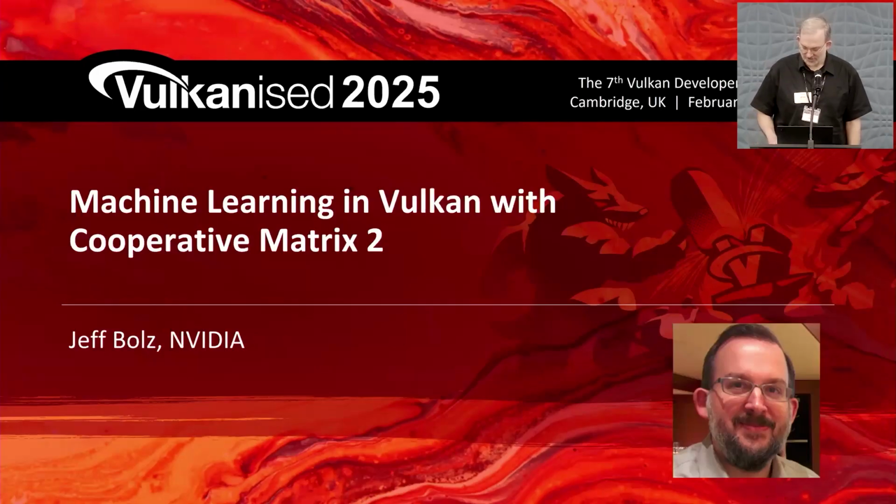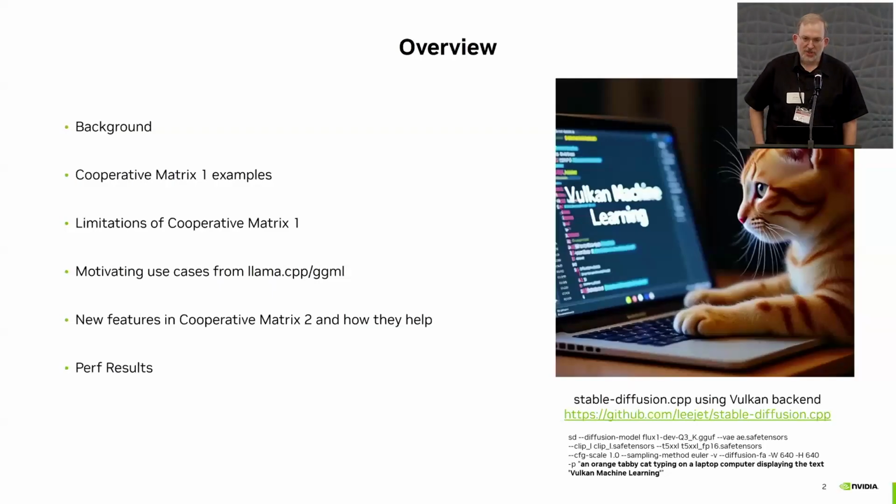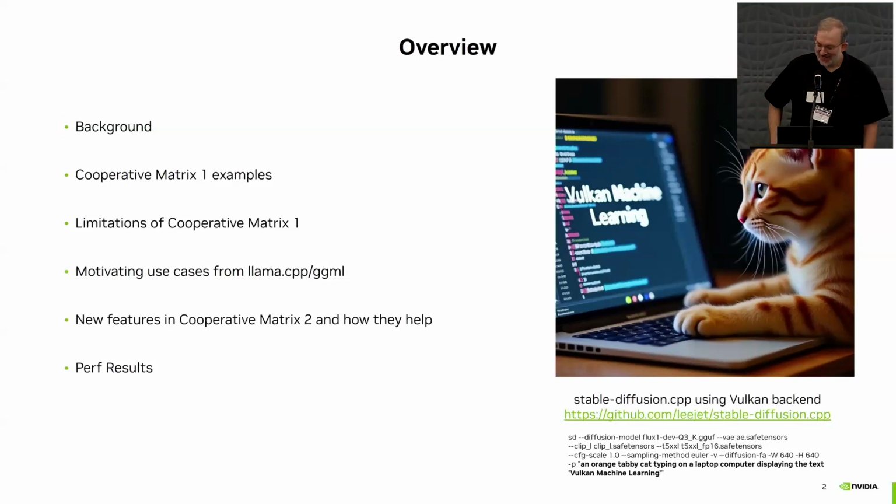Okay, so I'll give some background and show what Cooperative Matrix 1 supports and what its limitations are. And then I'll use llama.cpp to motivate the new features that are in Cooperative Matrix 2 and show some perf results for that. And this Vulkan loving cat was generated using stable-diffusion.cpp, entirely using Vulkan, using Cooperative Matrix 2, and with competitive performance to the CUDA backend.